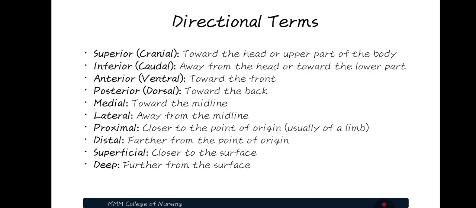Coming to directional terms: superior, that is cranial, towards the head or upper part of the body; inferior, that is caudal, away from the head or towards the lower part; anterior, that is ventral, toward the front; posterior, that is dorsal, toward the back; medial, towards the midline; lateral, away from the midline; proximal, closer to the point of origin, usually of the limb; distal, that is farther from the point of origin; superficial, closer to the surface; and deep, further from the surface.